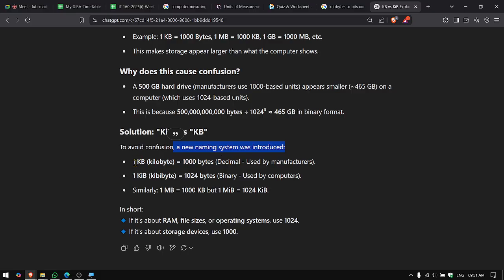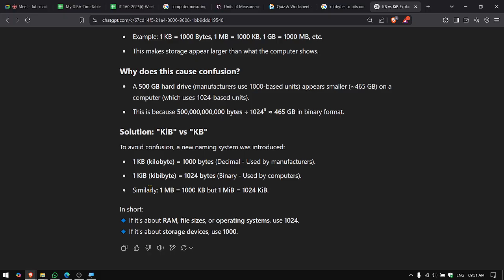So there, 1 kilobyte equals 1000 bytes, decimal, right? This is used by the manufacturers. And there's another one, called the kibibyte, KiB. 1 kibibyte equals 1024 bytes, binary, used by computers. So it is two different things, right?